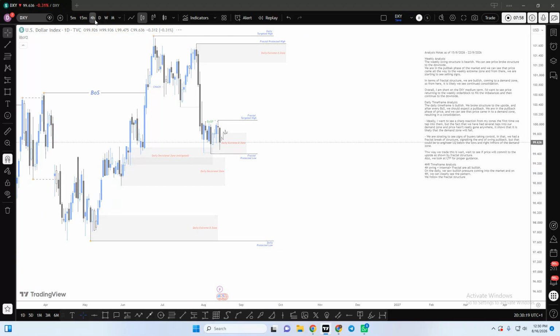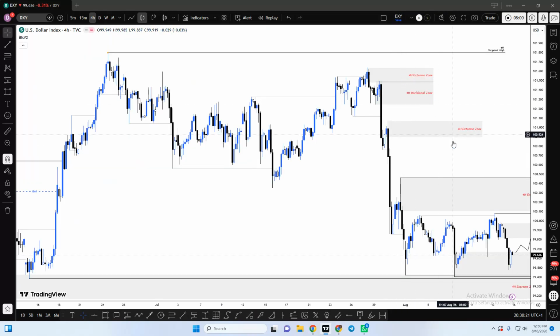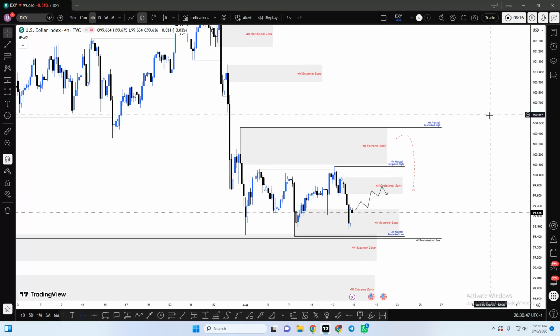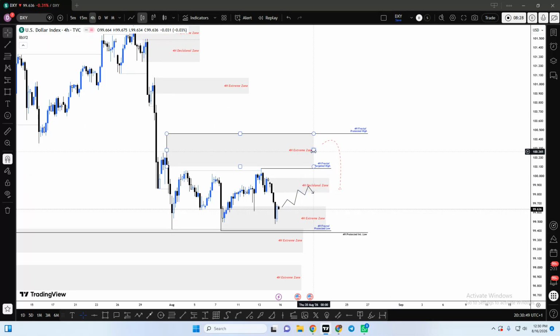Right. So moving on to the 4 hours. The 4 hours is kind of clean and clear. You can see that bullish pressure coming into the market. This is where it broke structure to the downside, but then price broke fractal structure to the upside. So you can see that we are starting to get that sustained bullish pressure coming into the market.